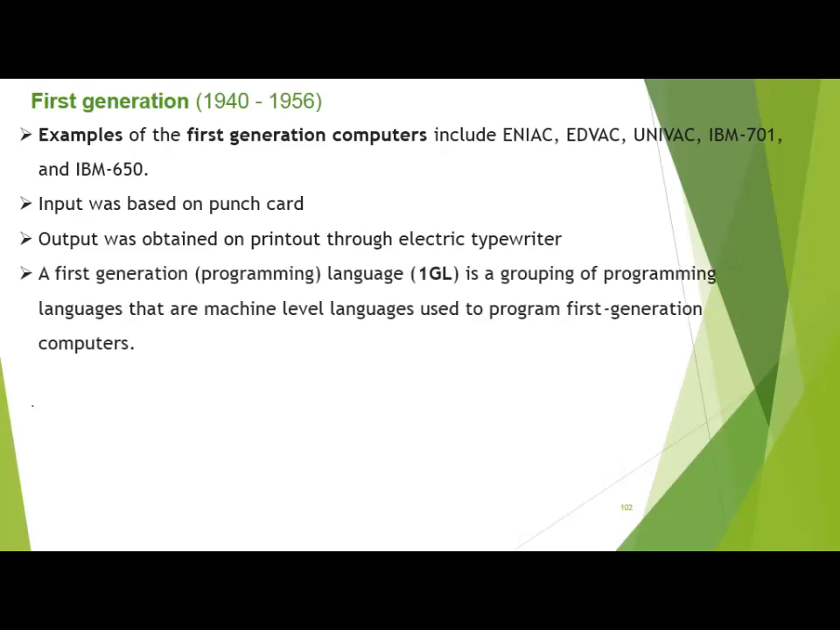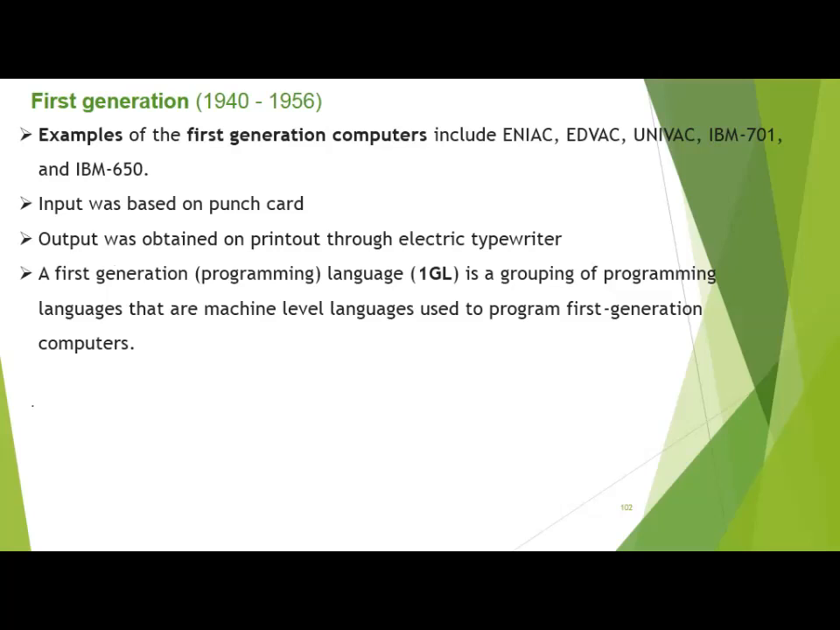A first generation programming language is a grouping of programming languages that are machine level languages used to program first generation computers. So at that time, for programming purposes, machine language was introduced. Machine language is basically purely a combination of 0 and 1. So all instructions are given in groups of 0 and 1, and an instruction is established. And this was a very difficult language. Only the inventor could know about it.